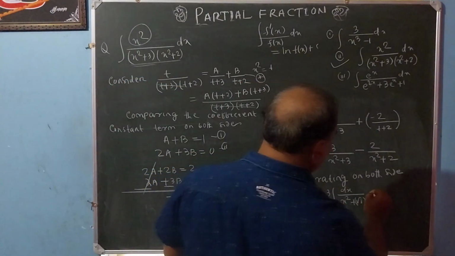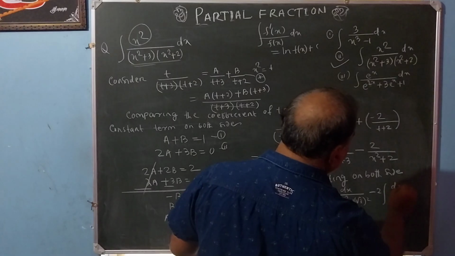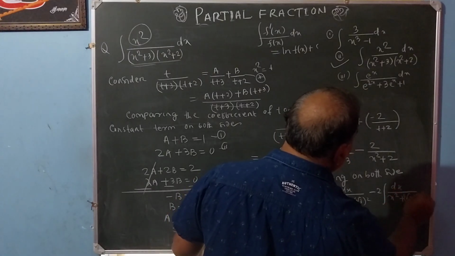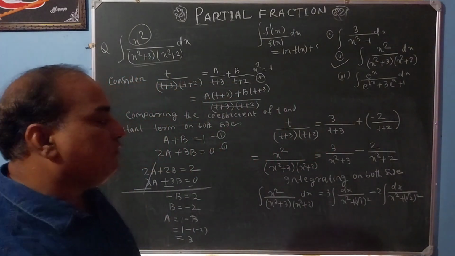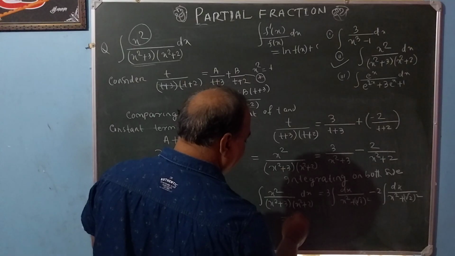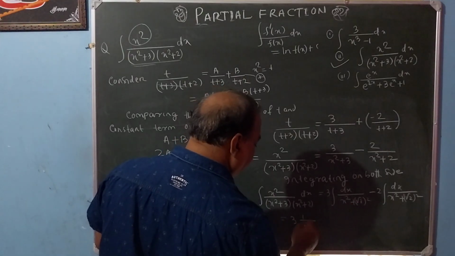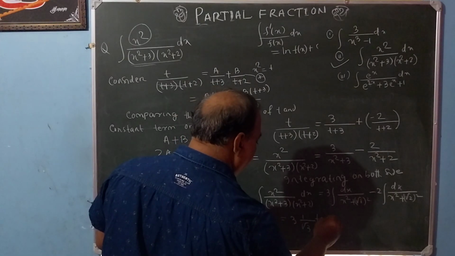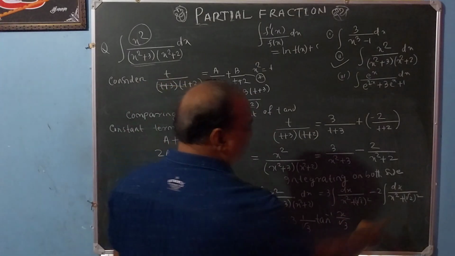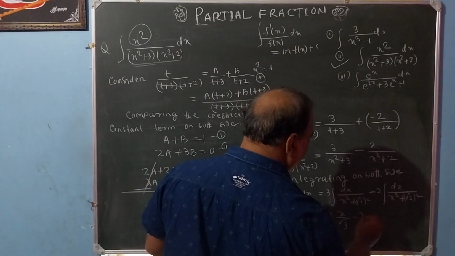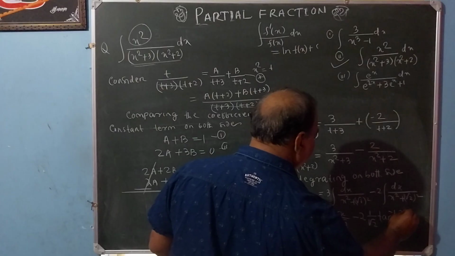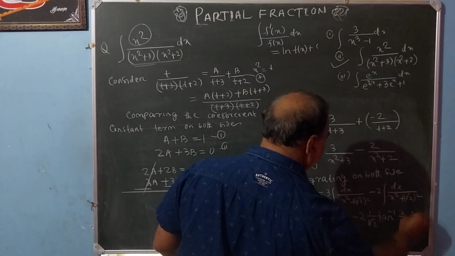Okay, here minus 2 is a constant: dx by x square plus root 2 whole square. So applying the formula x square plus a square, 1 by a tan inverse x by a. Formula 3, 1 by a means 1 by root 3, tan inverse x by root 3. Here a is root 2, minus 2, 1 by a tan inverse x by root 2 plus c.